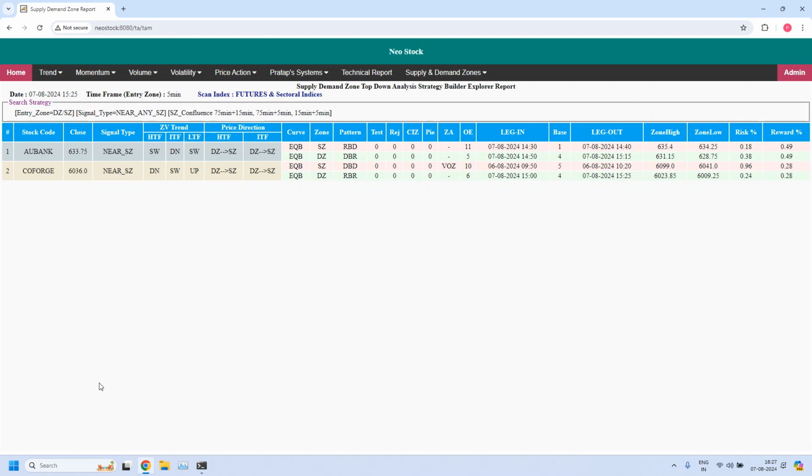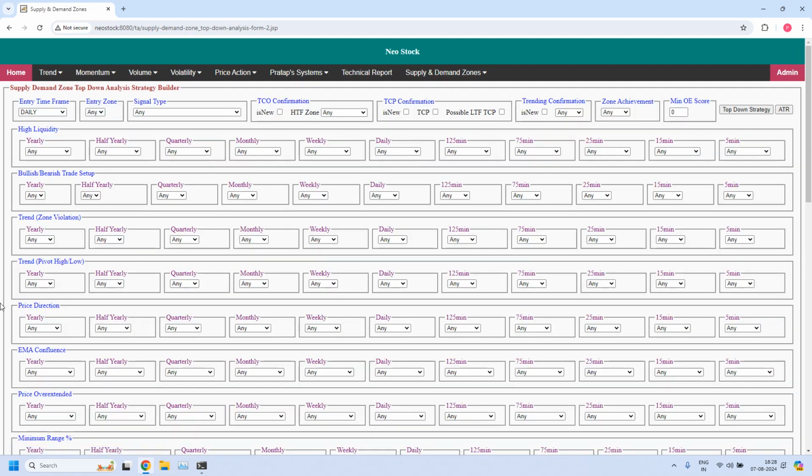So this is about stocks near demand and supply zone and daily and high liquidity, daily and 75 minutes high liquidity zones. And also we have looked for 5 minutes and 15 minute zones with confluence with ITF and HTF. So next report, income trades. So we have 4 income trades. So let's generate one by one.